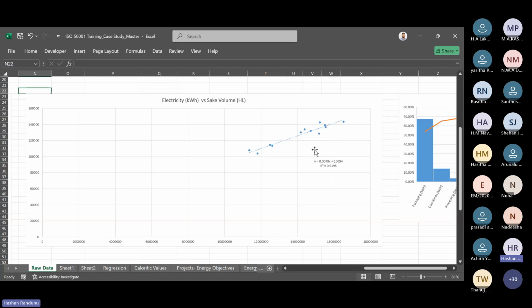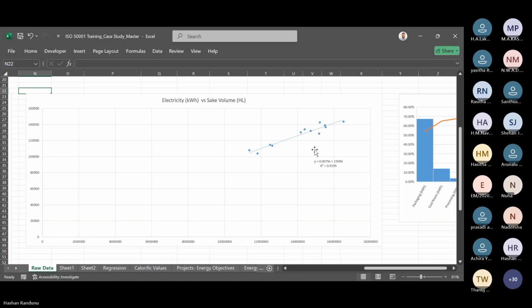After implementing those meters, you need to first gather energy data for at least 12 consecutive months. Another practical problem you might face when gathering energy data is the accuracy of the meters. So before you gather data, you need to calibrate all the monitoring and measuring equipment you use to gather energy data.